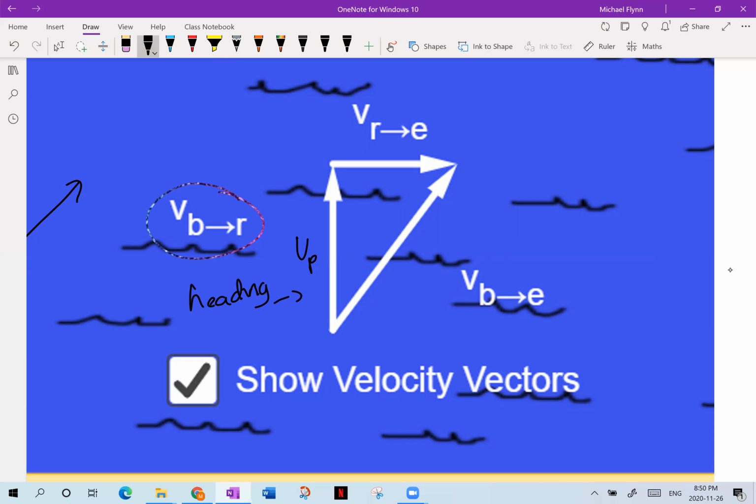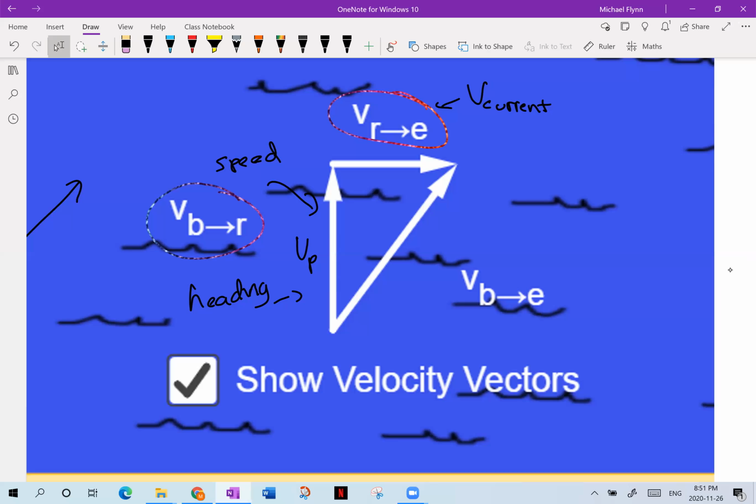Now you also control the length of this vector, which is your speed. There's a throttle on the boat. You can control the speed, and you can also control which way it's pointing. Now, this one here, the river's velocity relative to the earth, I call that the velocity of the current. It's actually the current, right? The current in the water is the velocity of the river relative to the earth.